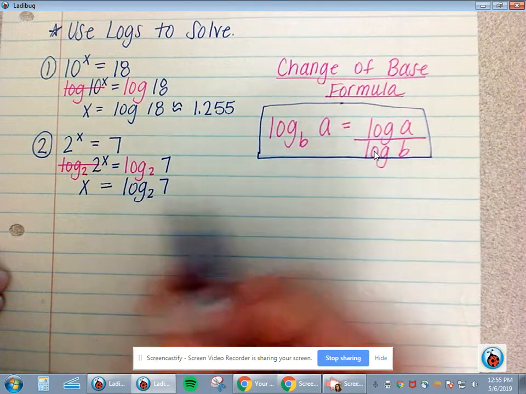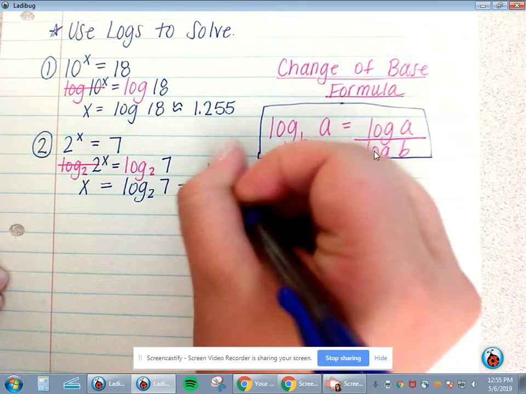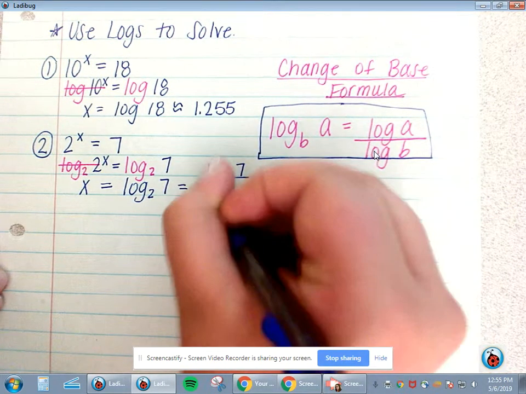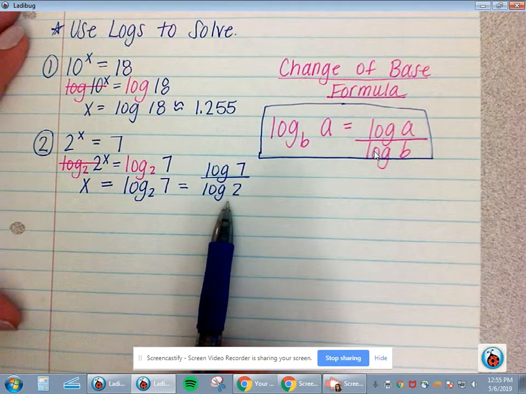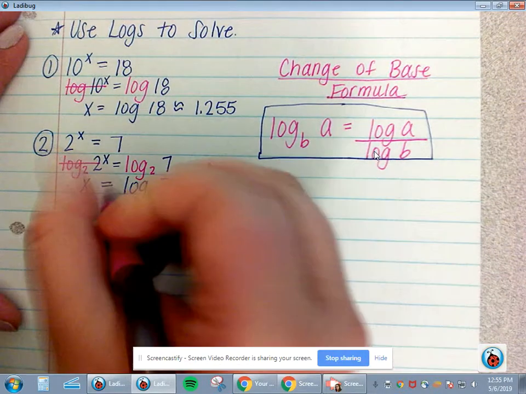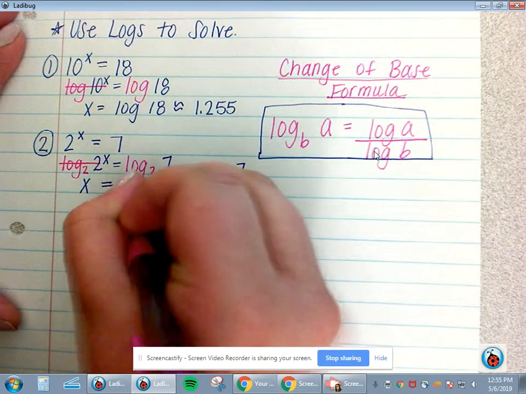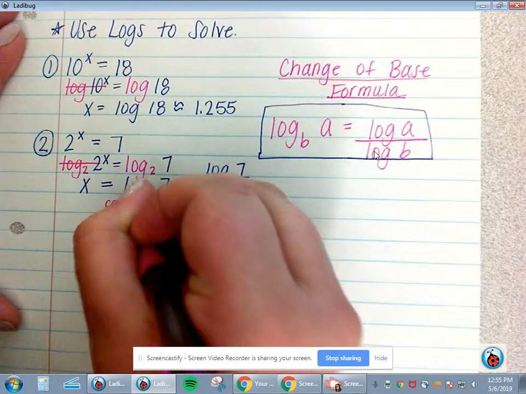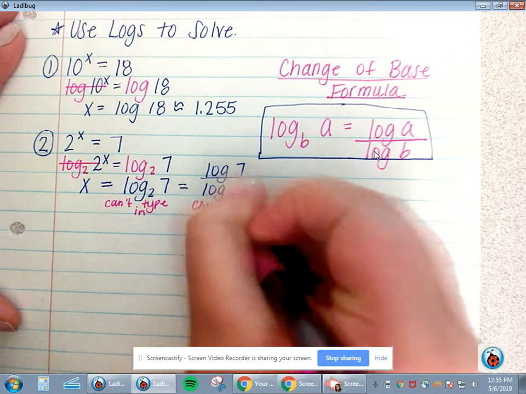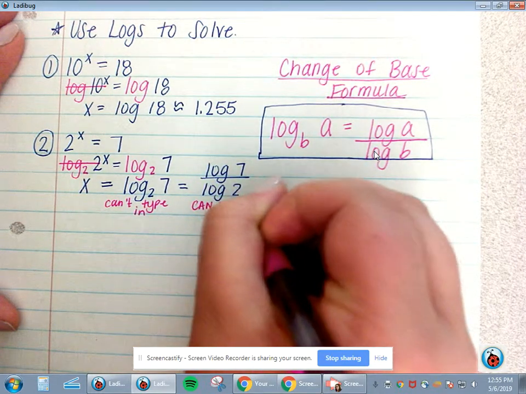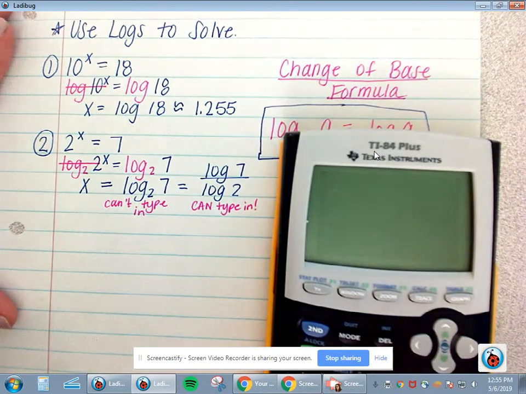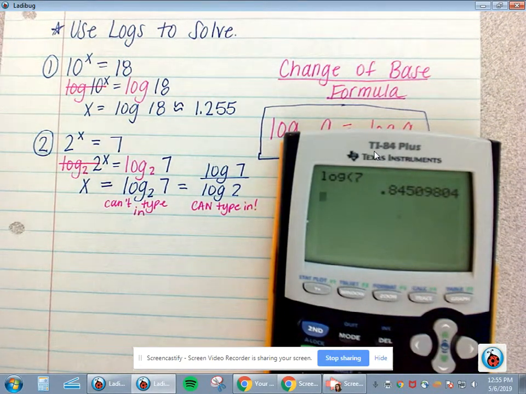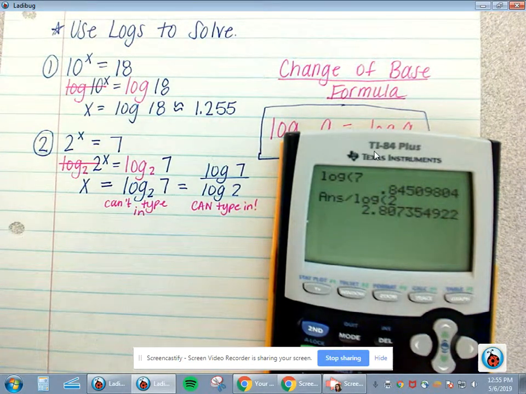So if I have log base 2 of 7, this is equal to common log of 7 over common log of 2. And now that I can type in my calculator. So typing this one in, just simply jump in and say log of 7, enter, divided by log of 2, enter. So we've got approximately 2.807.